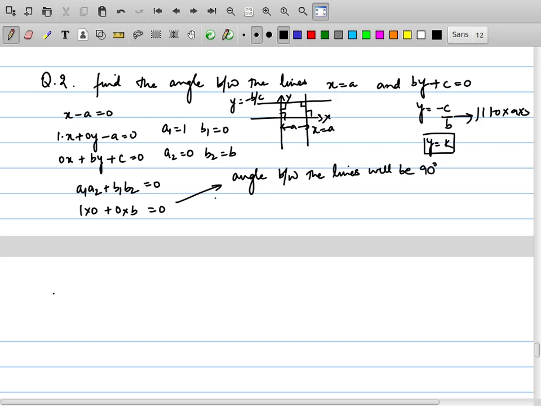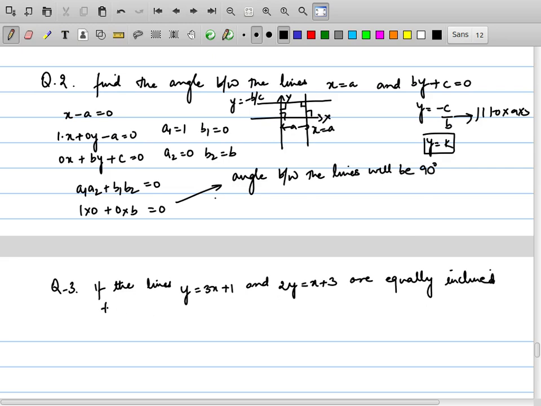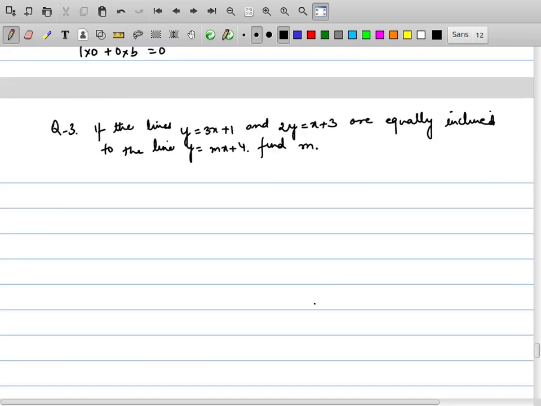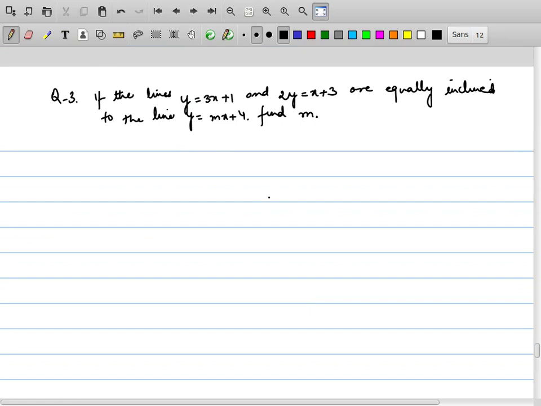Now, let's take the next question. If the lines y is equal to 3x plus 1 and 2y is equal to x plus 3 are equally inclined to the line y is equal to mx plus 4, then find m. Okay. Now what does the question say? Question says if there are two lines, this line and let's say this line.